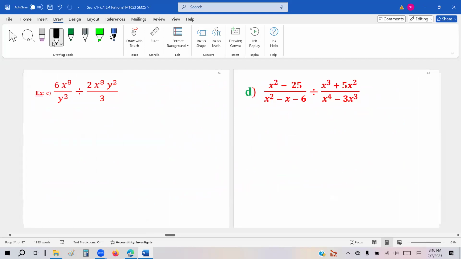This. We don't know how to divide. Instead, we multiply by the reciprocal. So, steps. Factor. Keep, change, flip. So, KCF.